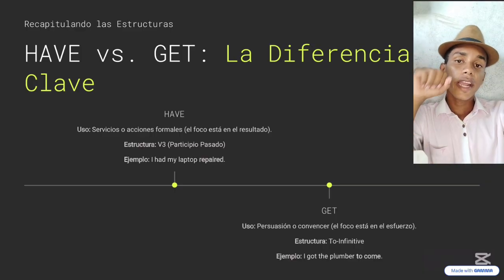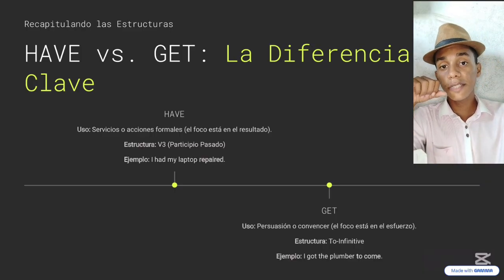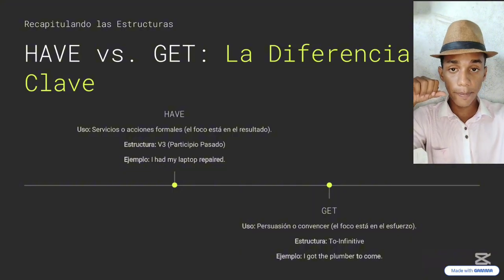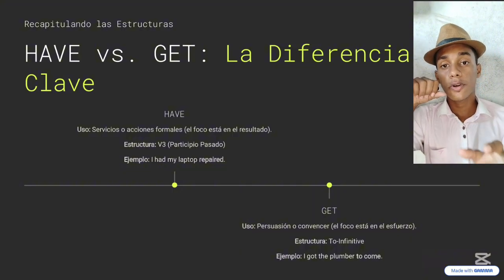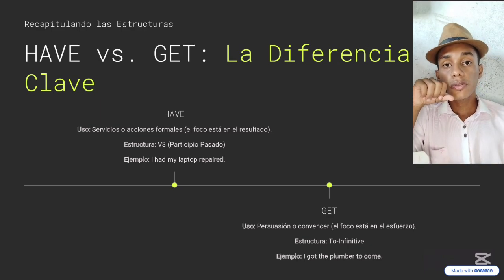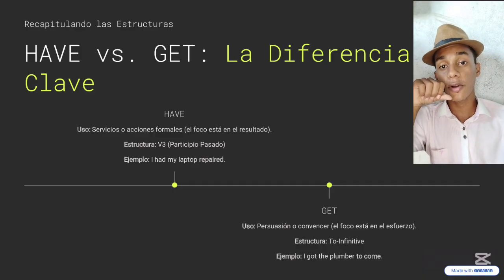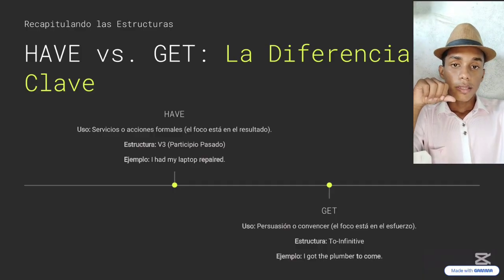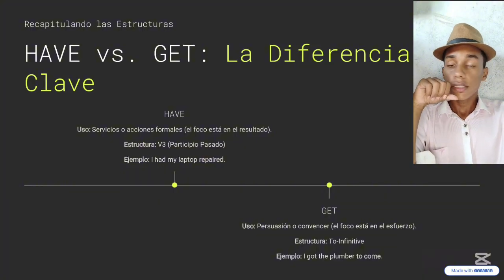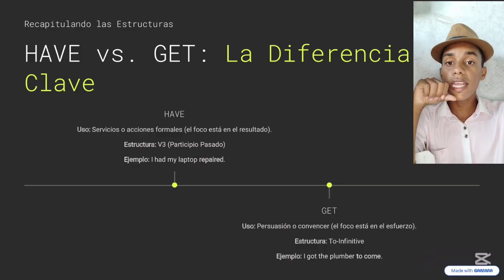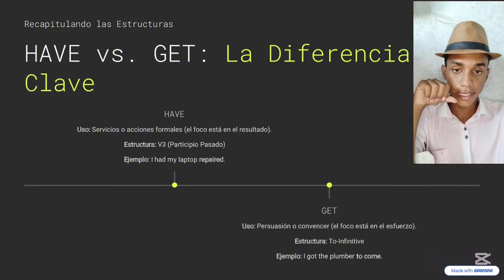Let's do a quick recap to summarize the essential difference between the two structures. Remember, have is used for service where the focus is on the result, and the structure uses the past participle. Conversely, get is used for persuasion or when effort is involved, and the structure uses the to infinitive. Keeping this key difference in mind will allow you to use these verbs accurately and effectively in any context.